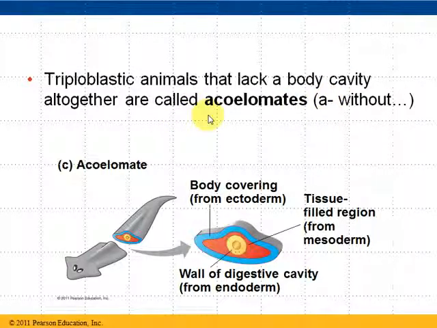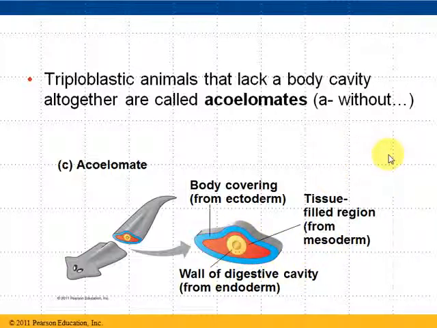So here's a planarian that we're going to look at a little bit later. He's an acoelomate. He does have three layers, but you notice there's no opening. There's no coelom at all. He has the wall of his digestive cavity that came from the endoderm. He has a tissue-filled region from the mesoderm, and his body covering came from the ectoderm, but there's no open area, so he has no coelom at all. He is triploblastic, but he has no opening, so he's called an acoelomate.